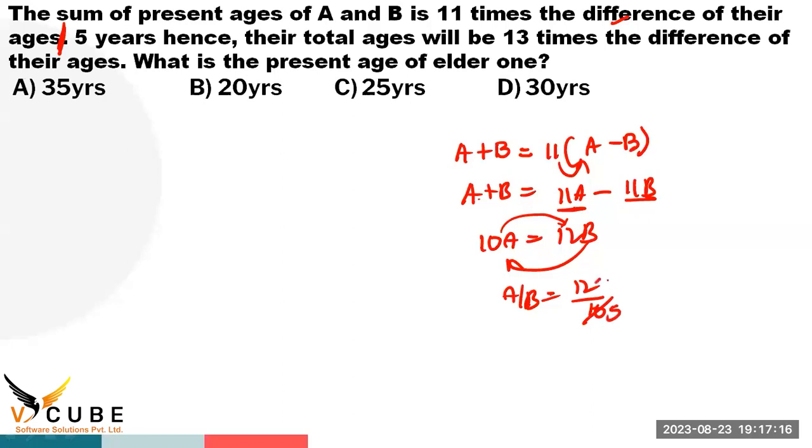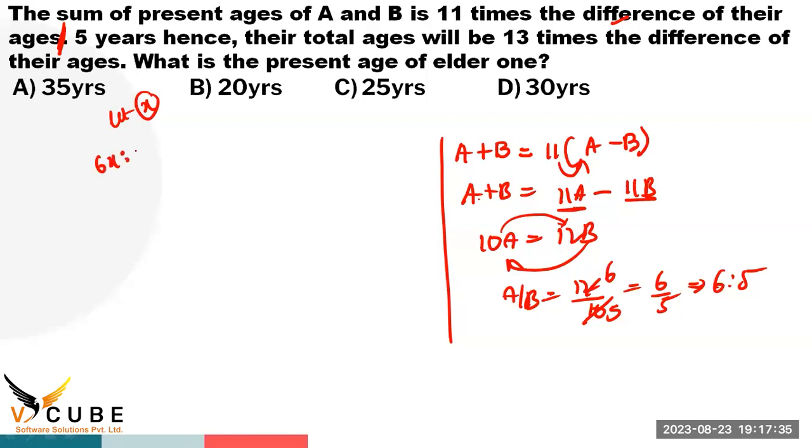So 2 fives are, 2 sixes are, and 6 by 5. So A and B are in the ratio 6:5, did you get it? Yes or no? Yes sir. Right. Their ages we don't know, so let us assume x. Their ages we don't know, let them be 6x and 5x.